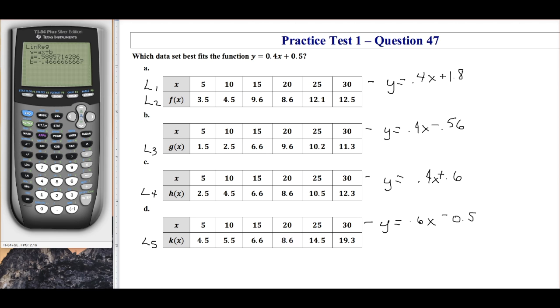Now comparing all of our linear regression lines to the equation given, the best fit is answer choice C. Y is equal to 0.4x plus 0.6.